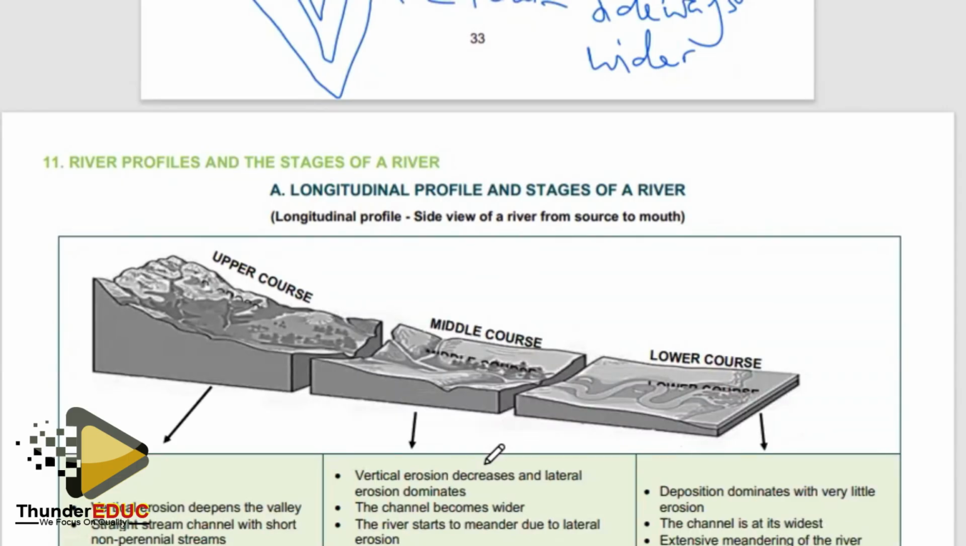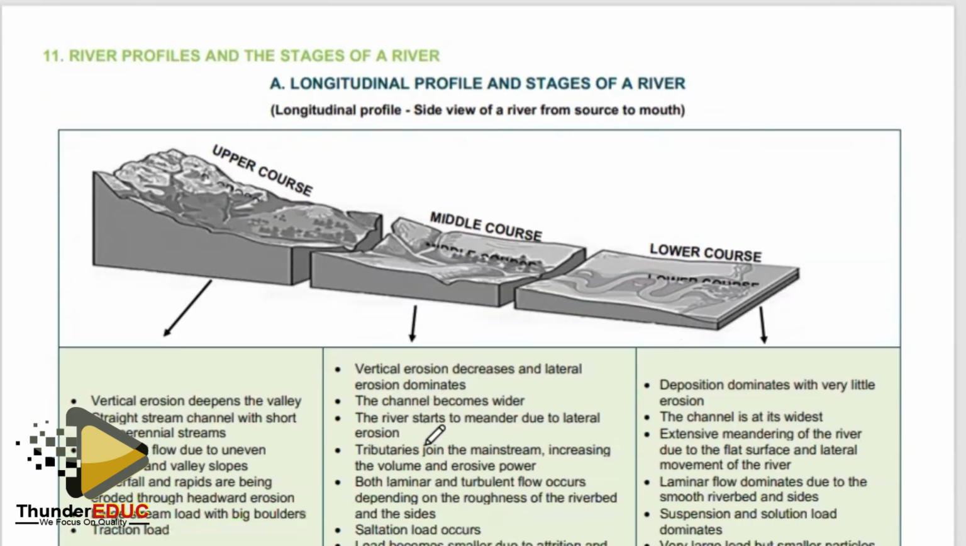Right, we move on to the next aspect, which is the river's longitudinal profile. Remember, we have two profiles. We have the longitudinal and the cross profile. The longitudinal, we are talking of the river from its source right through until we get to the mouth. This is the longitudinal profile.